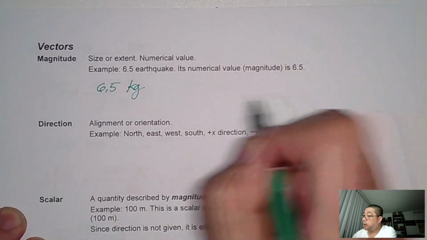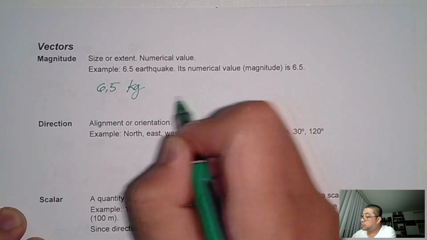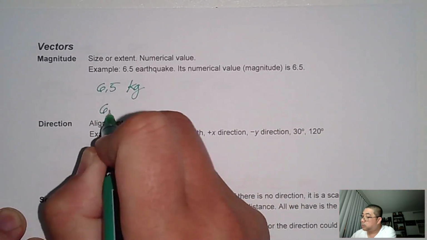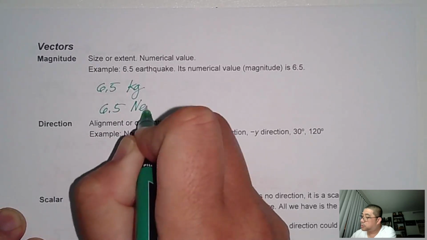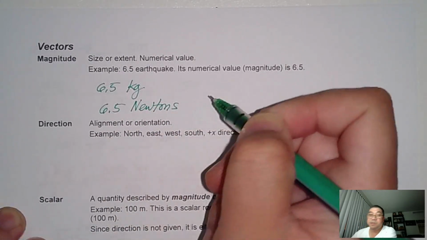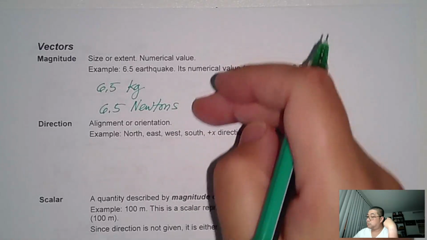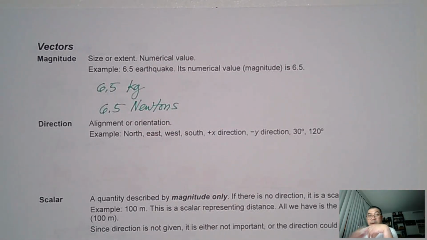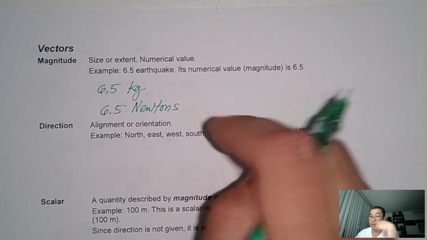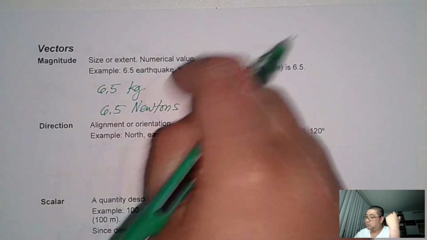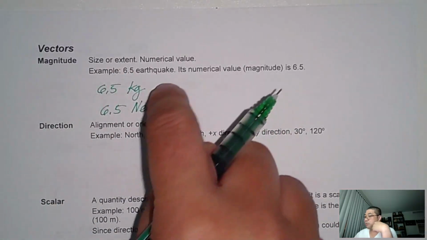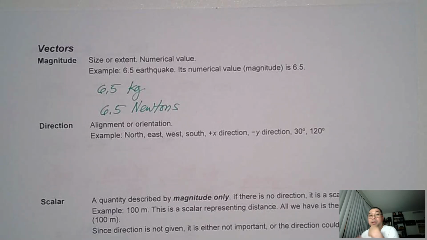Now how about if I discuss 6.5 newtons. Most of the seniors who are taking this class know the difference between these two values or two quantities. 6.5 kilograms, they will say, oh, that's the mass, while 6.5 newtons is the weight. Again, weight is not mass, mass is not weight, and we will learn that later.